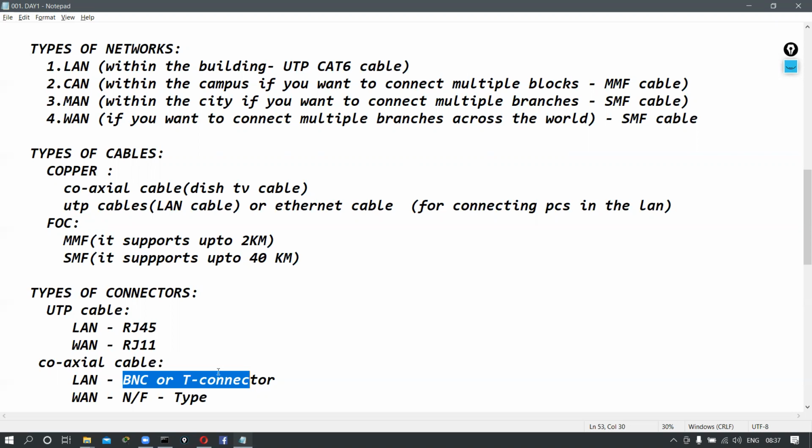Okay. T connectors, but we don't have these connectors nowadays. We are not using this cable also for LAN purpose. That you need to remember. This cable is only for WAN purpose.